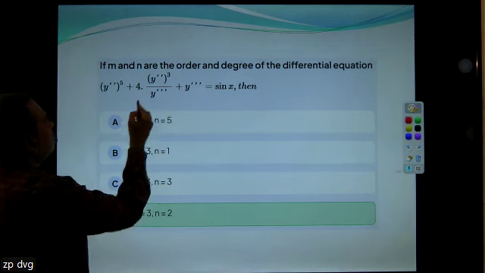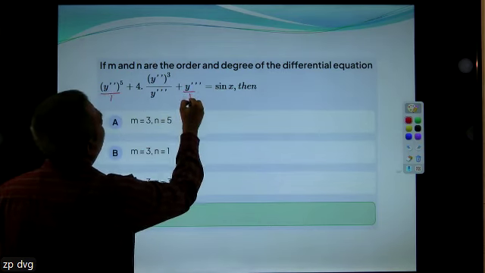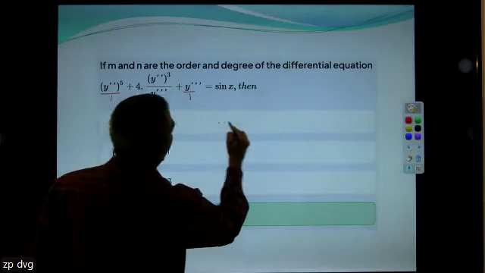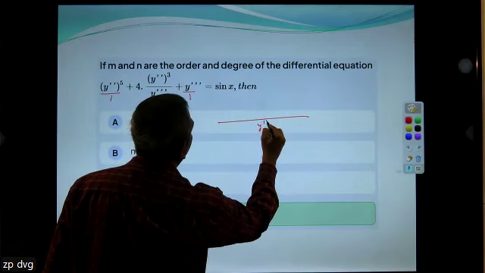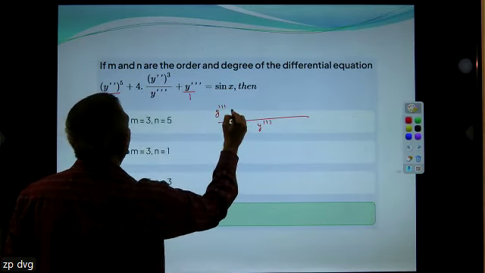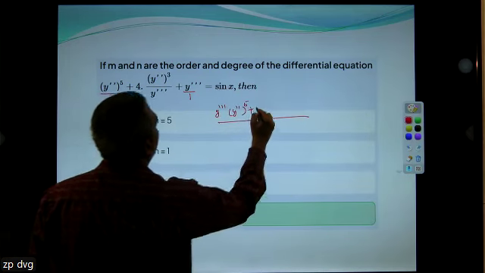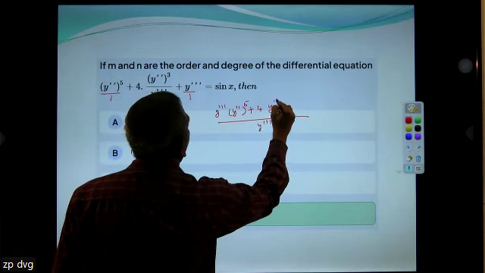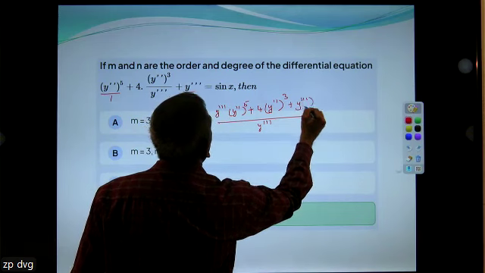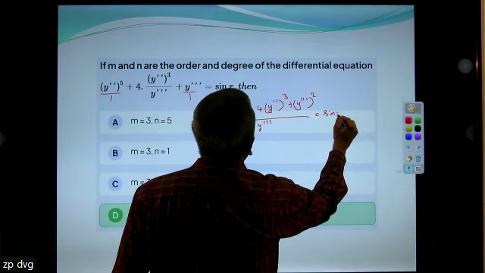Now if I take the LCM, here by 1 will be there, here also by 1 will be there, and here y triple dash is there. So if I take the LCM, we get y triple dash. So what we get is y triple dash into y double dash whole to the power 5, plus 4 times y double dash whole cube, plus y triple dash whole square is equal to what is left out here, sin x. Now just cross multiply.